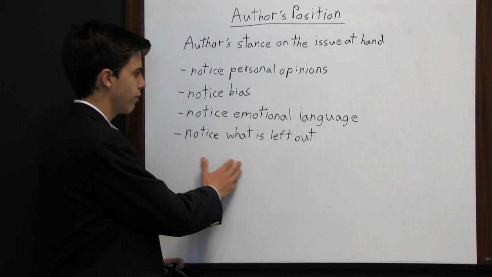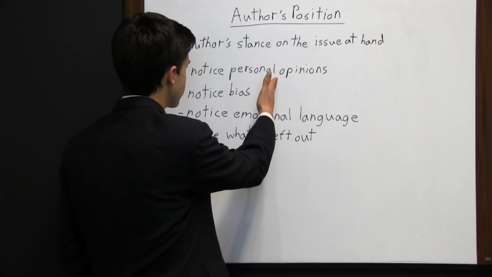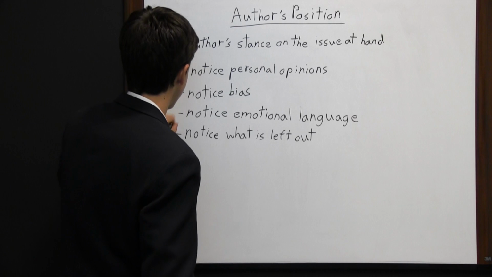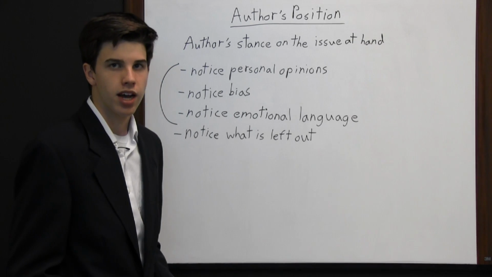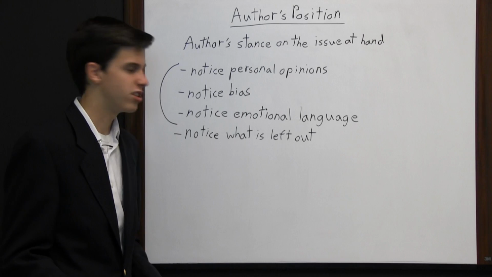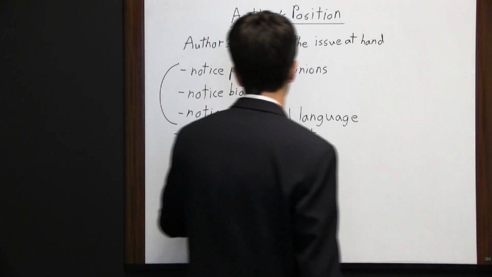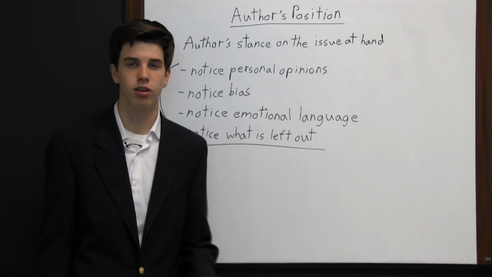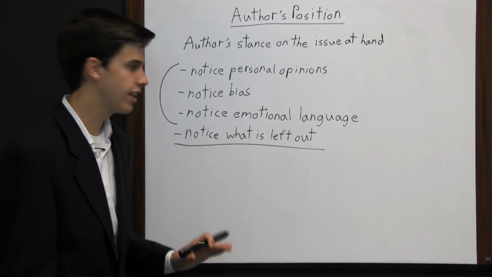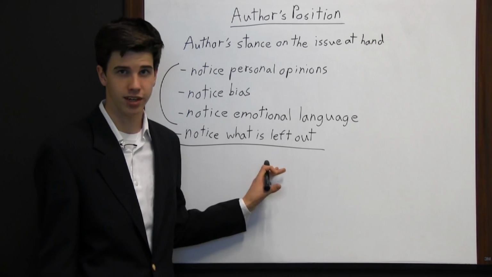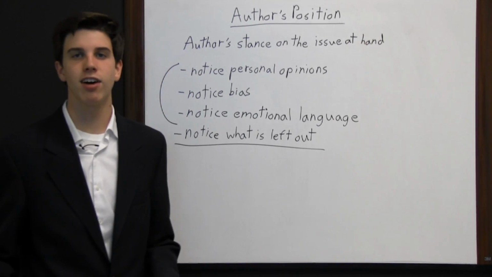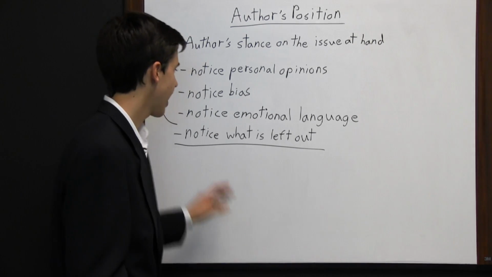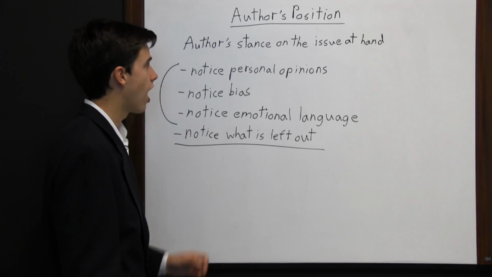Then also, notice what information is left out. Because when we're talking about personal opinions, bias, and emotional language, these are all things that are going to be added to the paper. This is something an author may add to the paper to insert their bias or to insert their own position. But noticing what is left out is when the author doesn't write something to support their position. This may be some fact that would look bad upon their own position, so they just leave it out. So sometimes it's hard to know what is left out because it's not there. And if you don't know anything else about the topic at hand, you may not know what pertinent information is being left out. But sometimes that can be helpful to understanding the author's position.